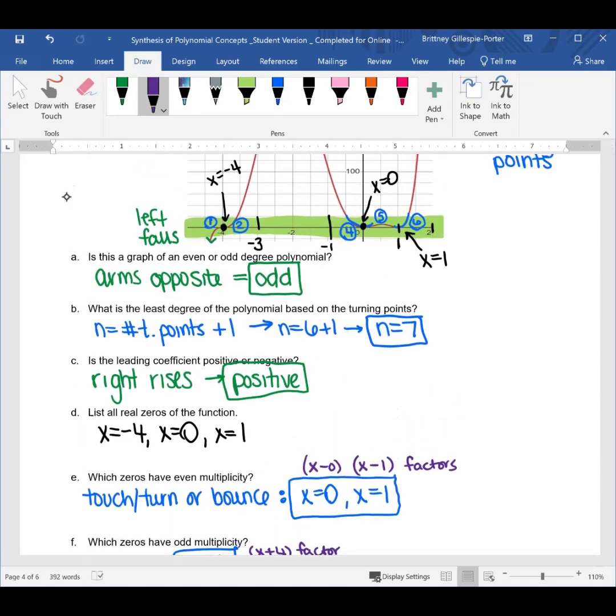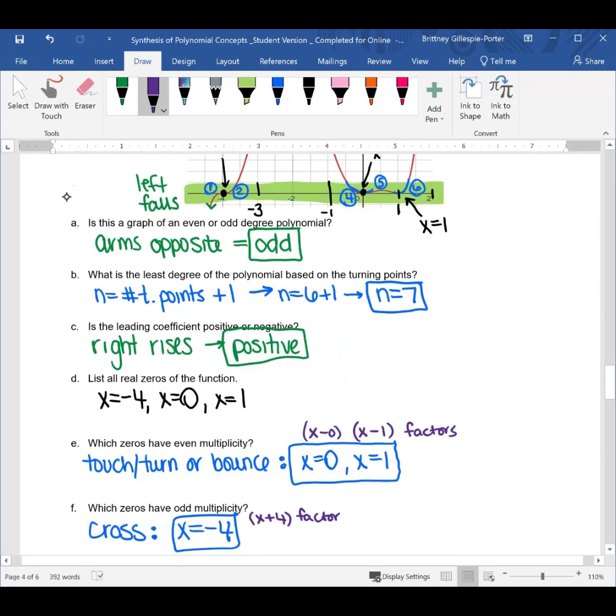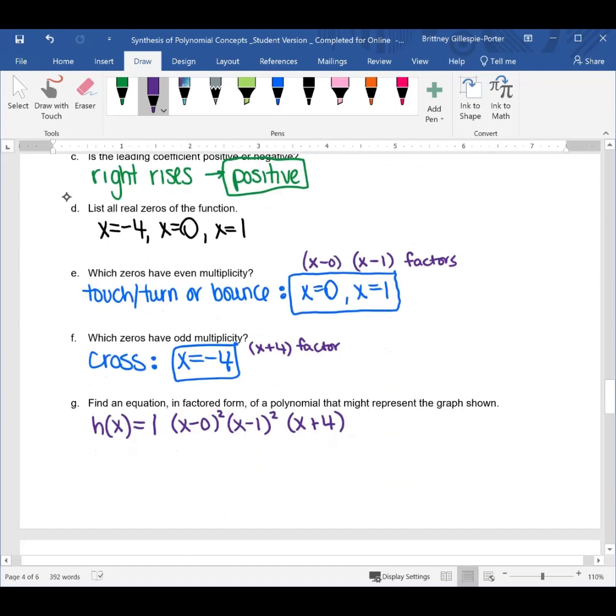Because at x equal to -4, we have turning points. Notice we had turning points 1 and 2. Right around x equal to -4, and we are crossing, that means that we are going to have a 3. So when you have turning points around your zeros, it's not going to be a 1. It's either going to be a 2 or a 3 for your exponent.